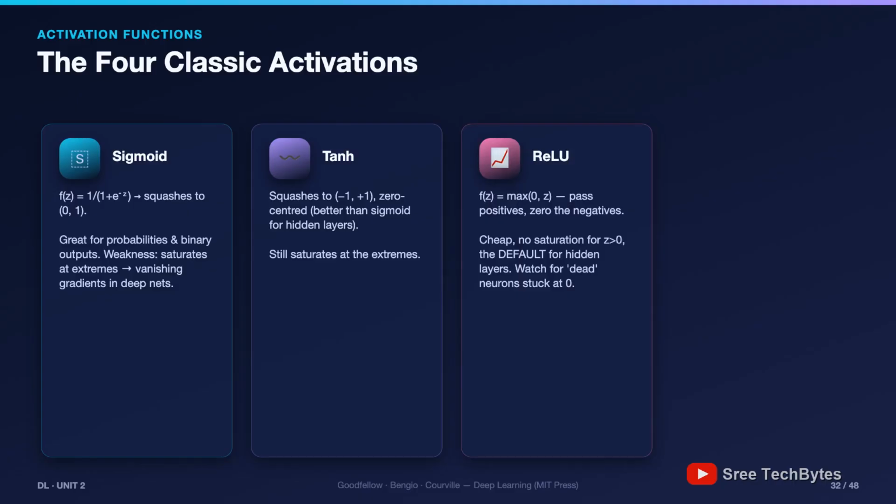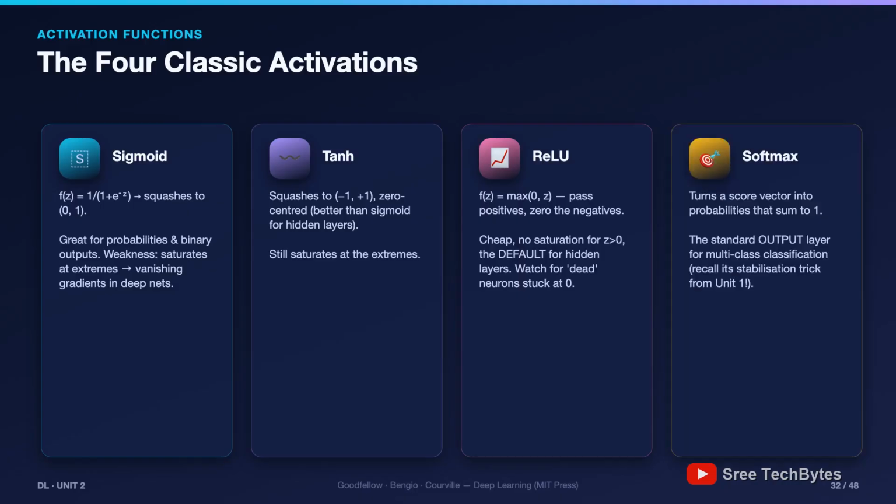And softmax turns a vector of scores into probabilities summing to 1, the standard output layer for multi-class problems. Remember its stabilization trick from Unit 1. The defaults to memorize: hidden layers ReLU, binary output sigmoid, multi-class output softmax. That combination powers most of the deep learning world.